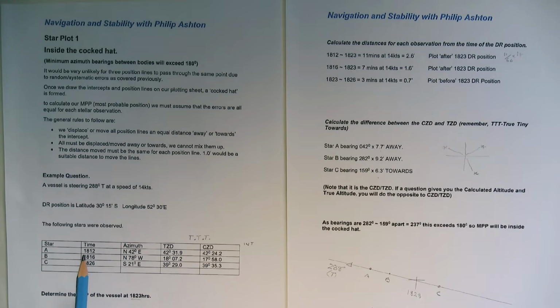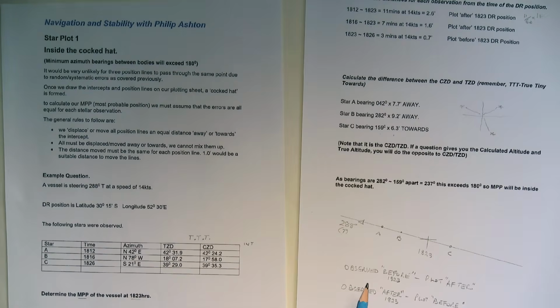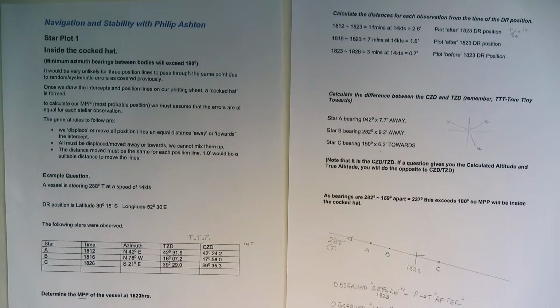Now you can see first of all that the time is not at 1823. Now the rule is that if you observe the star before 1823, you plot after the 1823 position, and we'll look at the values very shortly. So A and B are plotted after, and if you observe the star after the 1823 position, then you plot before. So there's our course of 288, and that's where we would plot the 3.